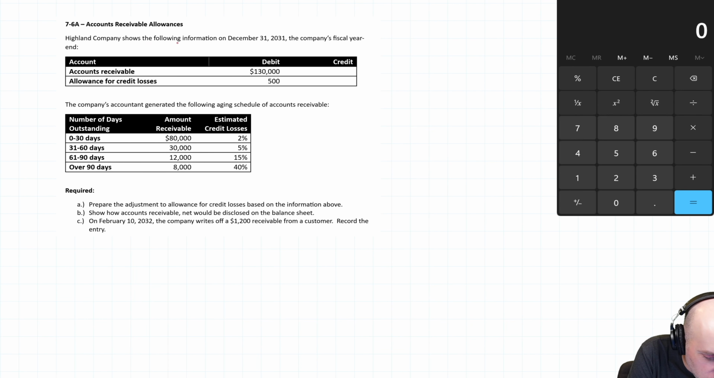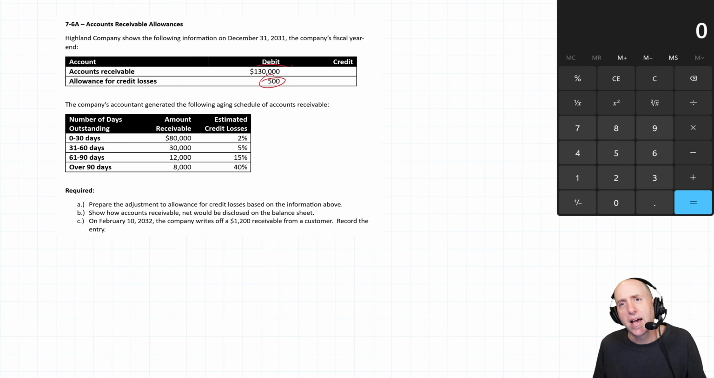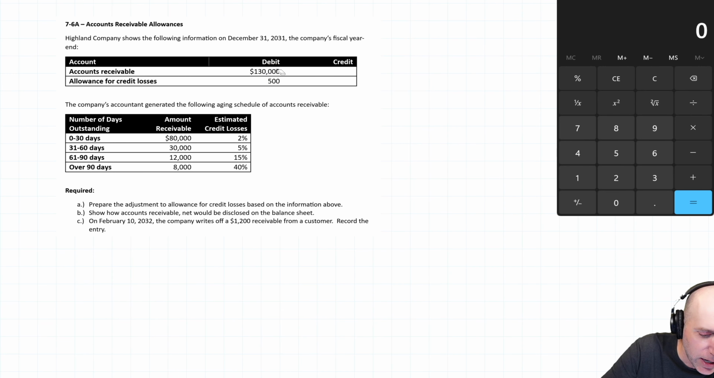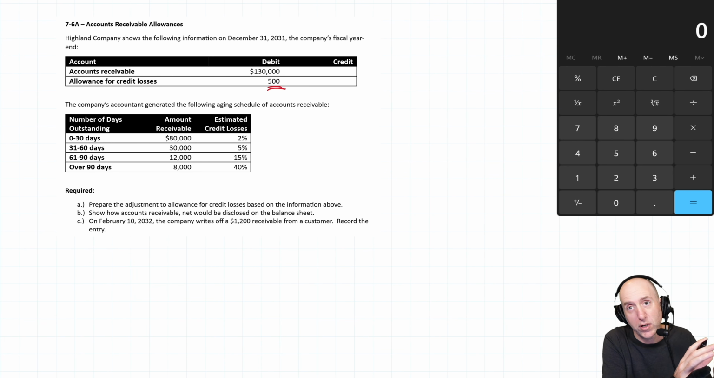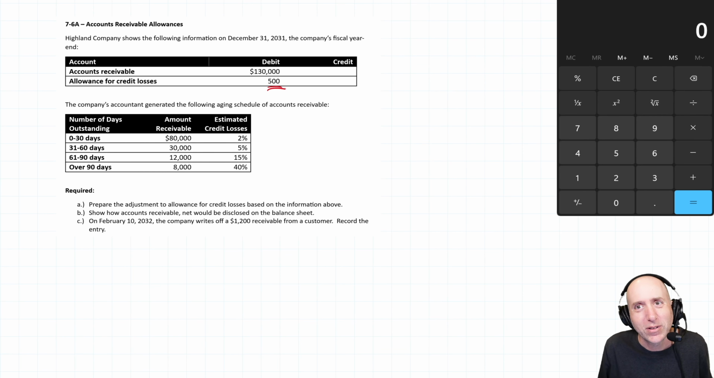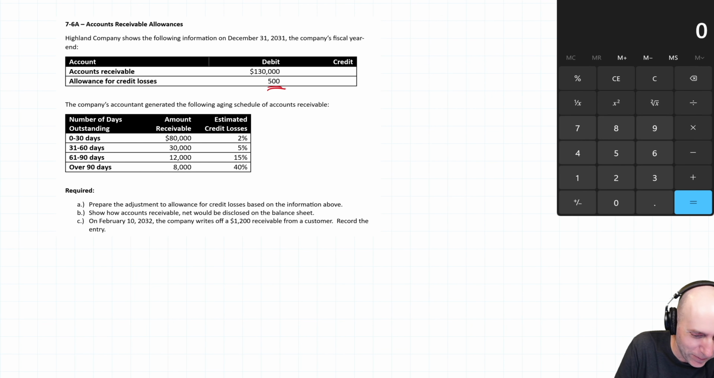Highland Company shows the following information on December 31st, 2031, the company's fiscal year end. They have accounts receivable 130 and an allowance in a debit balance of 500. Not unusual, but we'll discuss how you get a debit balance versus a credit balance in your allowance. By the end of this problem, you'll understand it. But here we're starting in a debit balance, and I do want you to make a note, because some questions you'll start at a debit balance, some questions you'll start at a credit balance, and if you get those confused, you'll screw it all up. So we're starting in a debit.